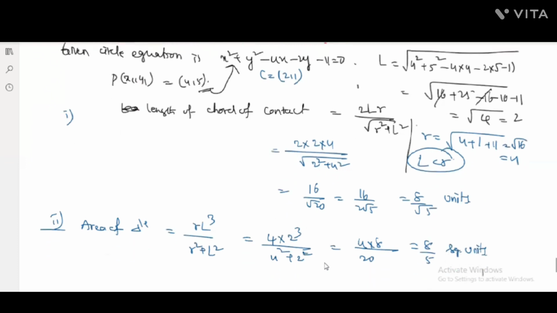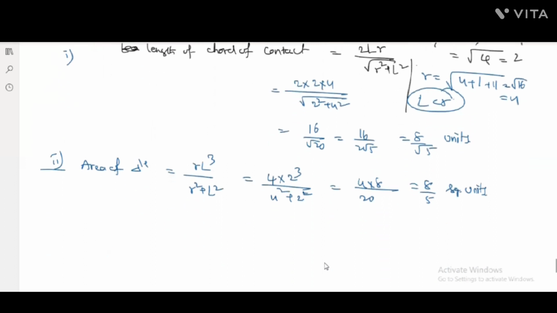The next one is the third one: angle between the pair of tangents.